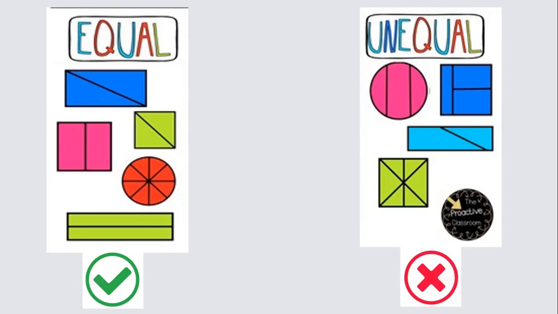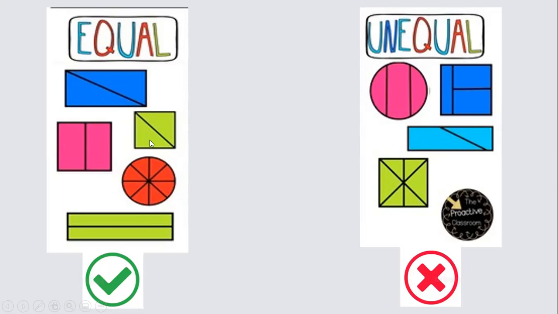Okay? Let's check this one. We have a blue rectangle here. Are those parts equal? Yes, they are. It's divided into 2 equal parts. What happened with this light blue rectangle? It is divided into 2 parts, but those parts are not equal, so they are not fractions. The same with the other figures.